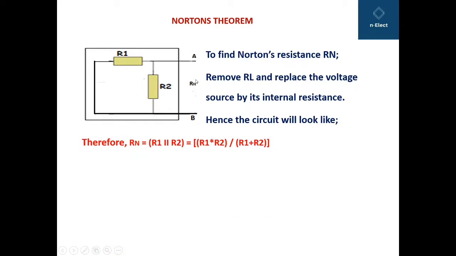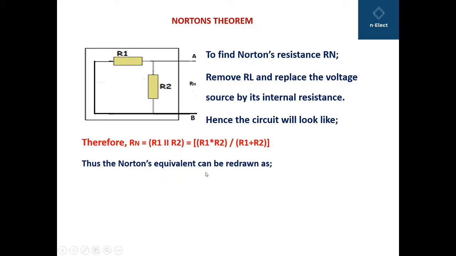Therefore, now calculating the value of Rn from points A and B, Rn is the Norton's resistance. So as far as the resistance of this network is concerned, if we start from point A, we will come here. From here we will get two paths. In this path we will have resistance R1, and in this path we will have resistance R2, and they are coming in parallel to each other. Therefore, Rn will be equal to R1 parallel R2. Using the formula for resistances in parallel, we get R1 parallel R2 is equal to R1 into R2 divided by R1 plus R2.